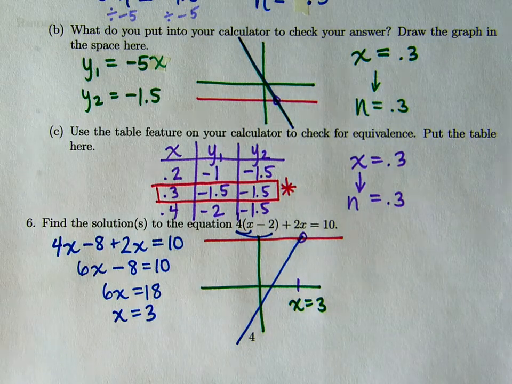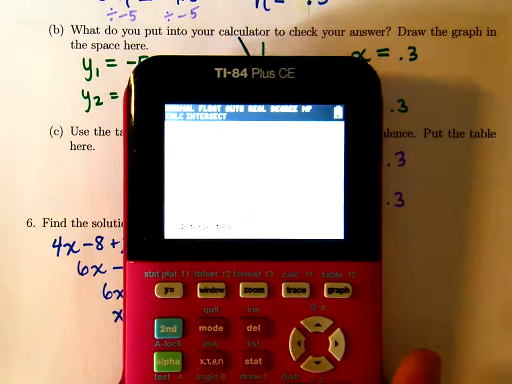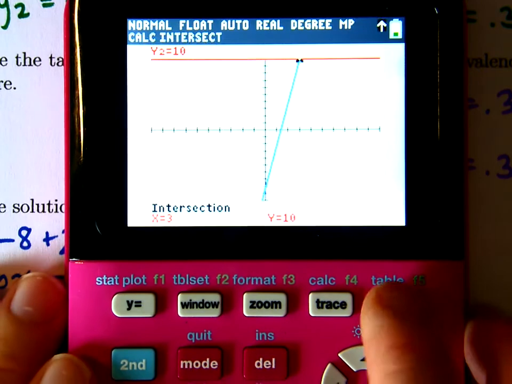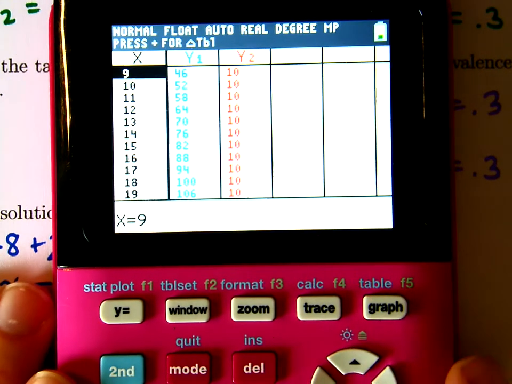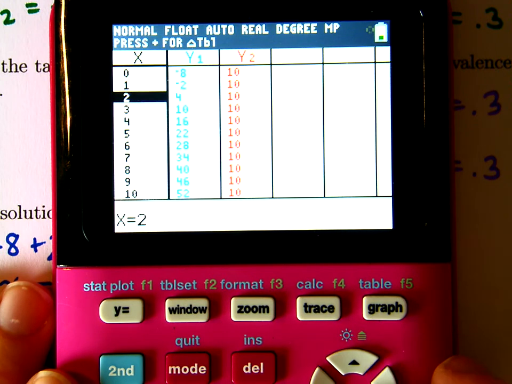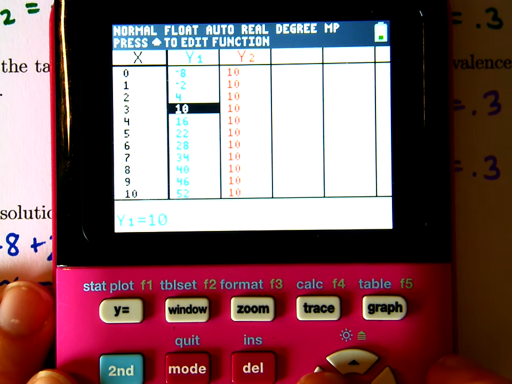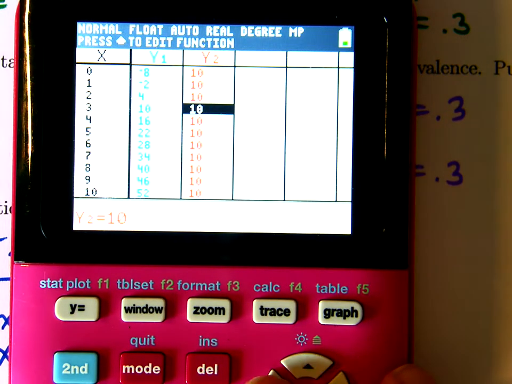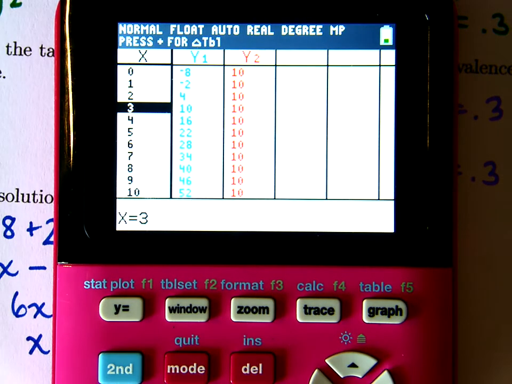And then last, we could have also looked at the table. So second table. And okay, oh, there it is. The left side of the equals is equal to 10, the right side of the equals. So they're both equal when x equals 3.